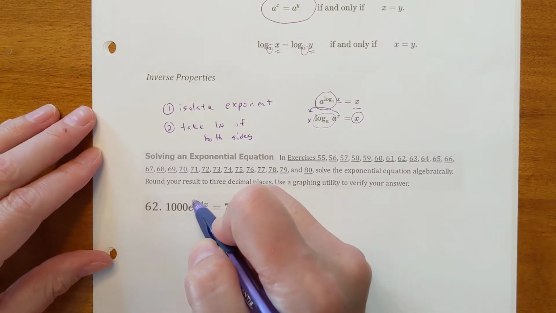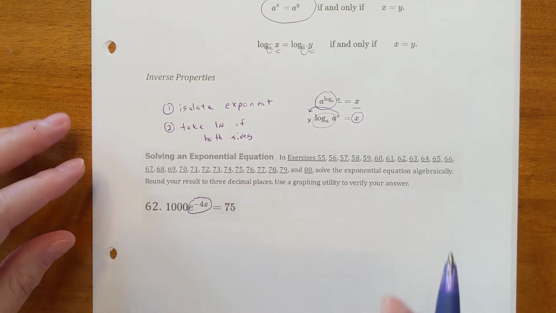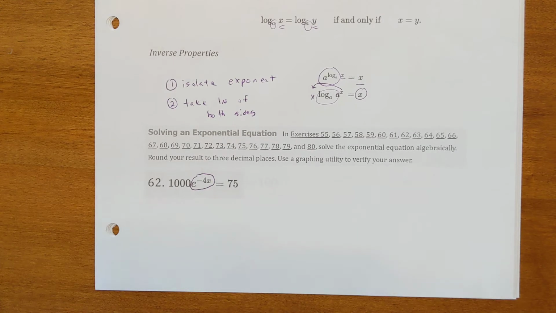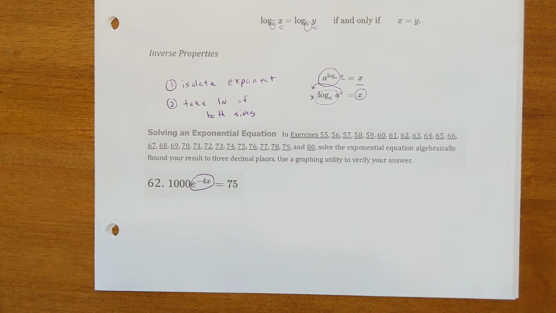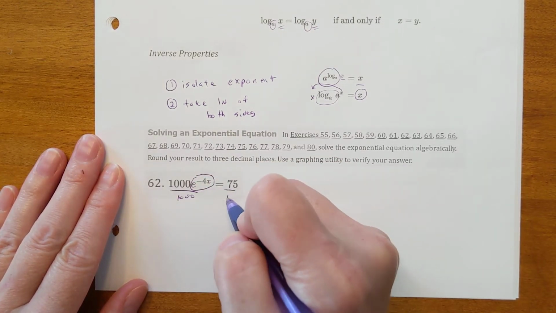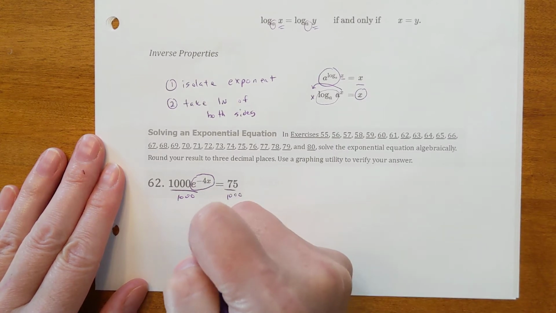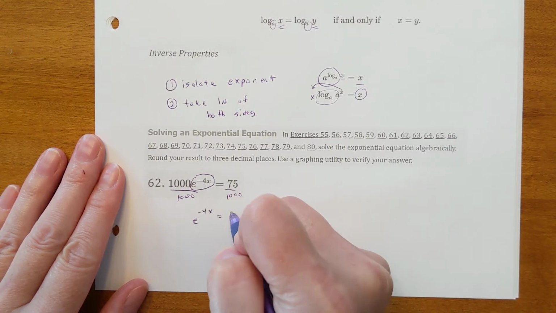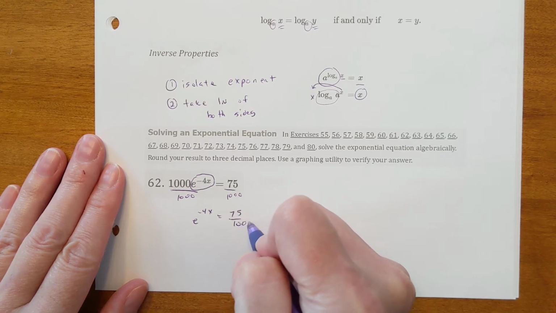So this chunk right here has the x on it. We want to solve for that chunk. We want to get it by itself. Just like you get absolute value by itself, and then you make two equations, one positive, one negative. Or when you had a square root, you isolated that, and after you isolated the square root, then you squared both sides. It's the same idea here. We want to get that by itself. So get rid of the 1,000, so divide by 1,000. So that would make e to the -4x equals 75 over 1,000.